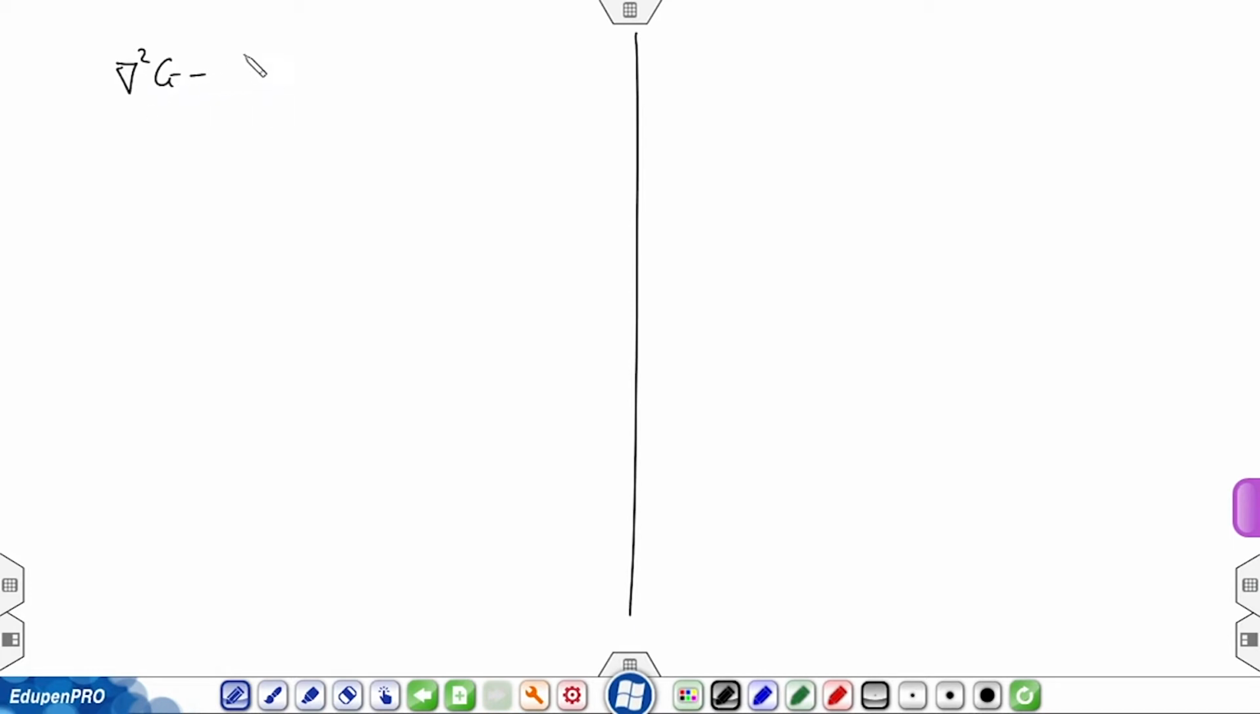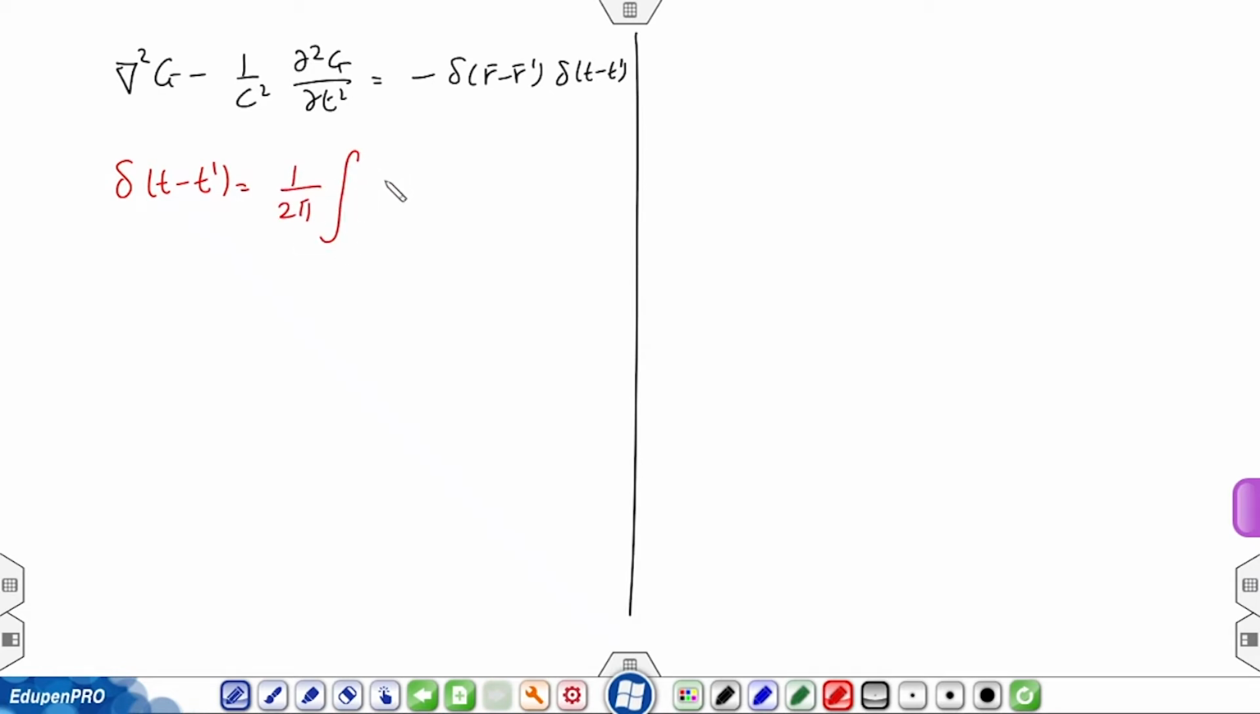Del square g minus 1 over c square d2g dt square equals minus delta r minus r prime delta t minus t prime. I am going to write delta t minus t prime as 1 over 2 pi integration e raised to minus I omega t minus t prime d omega, and then solve for one particular frequency.